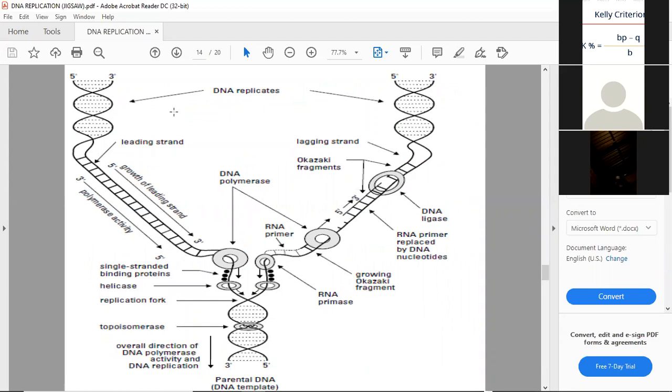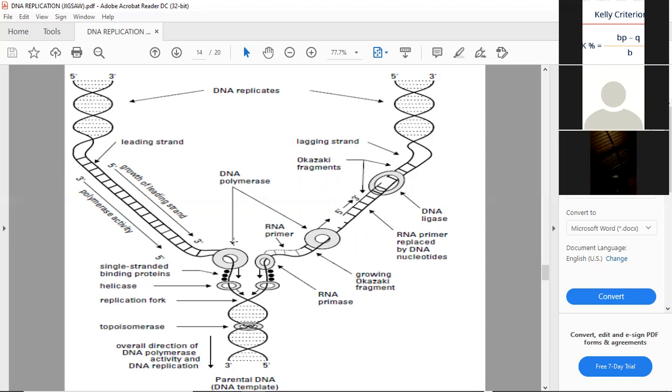So this is the process of DNA replication. So we have the initiator proteins, DNA A protein, recognizing the site for initiation of DNA replication. So you have the initiation phase, elongation phase, and also the termination phase. We have the enzyme helicase.